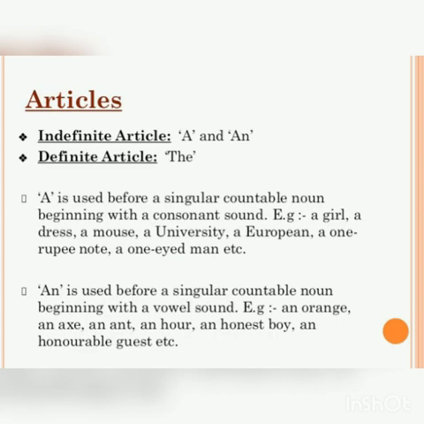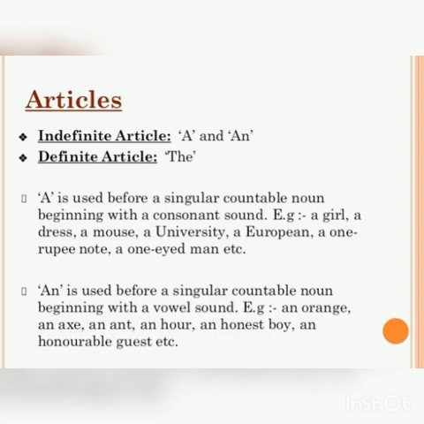Now let us take all the determiners one by one. The first determiner is your article. Now as you already know, articles are of two kinds, definite article and indefinite article. In your indefinite article, you have a and an. Now a is used before a singular countable noun beginning with a consonant sound.